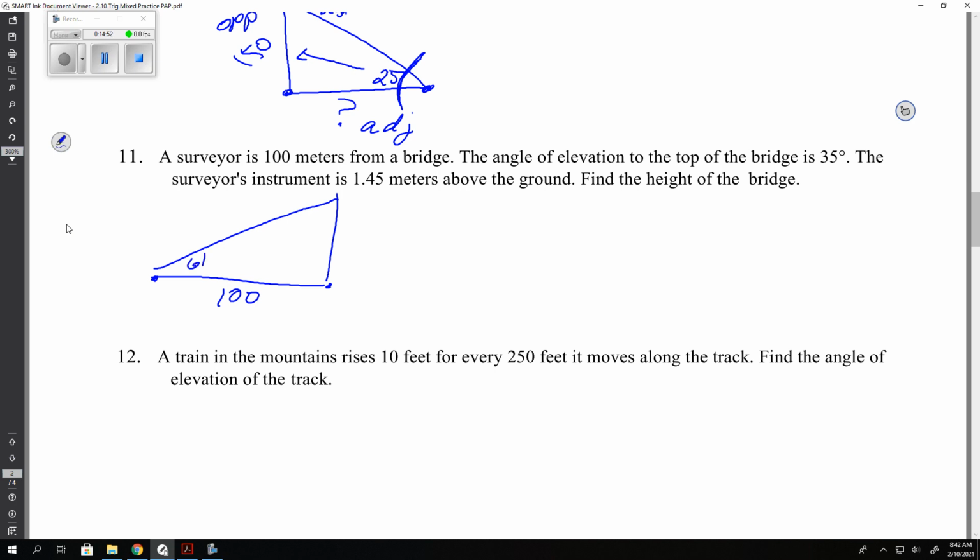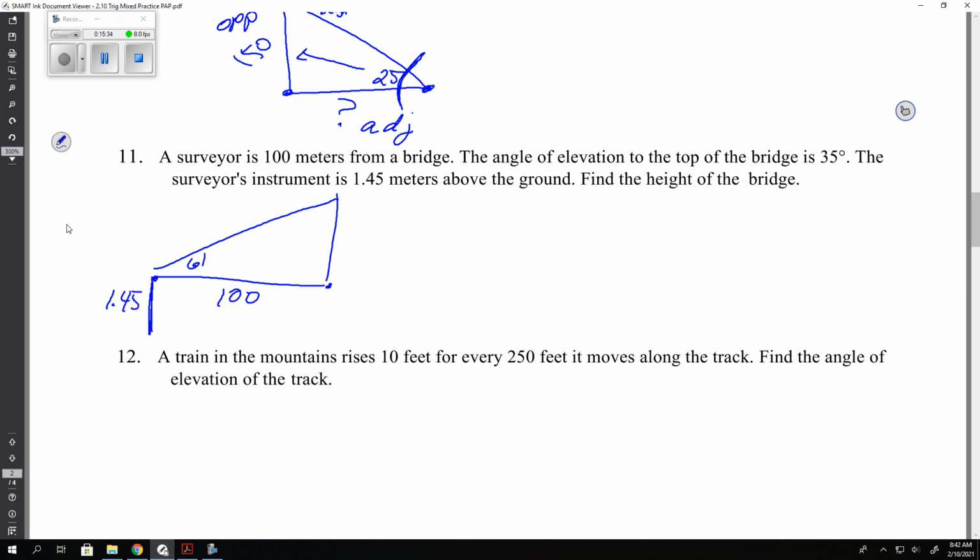And then it also says the surveyor's instrument is 1.45 meters above the ground. So y'all think about this. Okay, surveyors, they have this little thing that they look through, and they use that to find heights and stuff. Whenever they're measuring the height of something, they have to take into account the fact that their instrument is already off the ground, right? Think about your eyes. Aren't our eyes off the ground? Yes? So if you were going to do these problems, you have to take that into consideration. So right here where the surveyor is, this height is already 1.45 meters up.